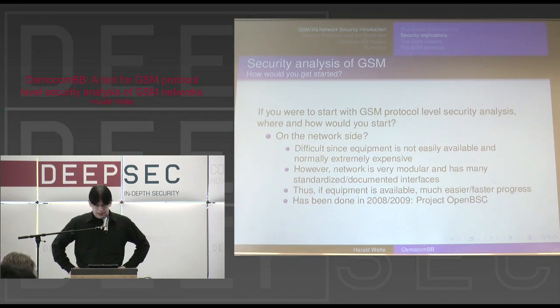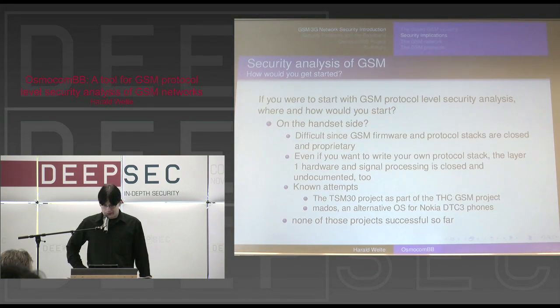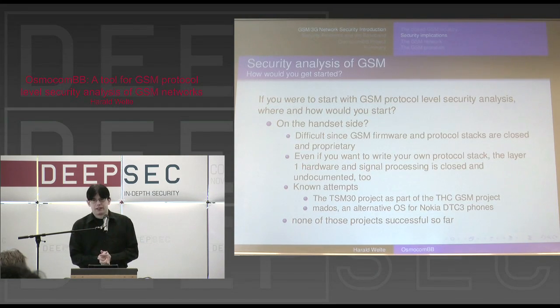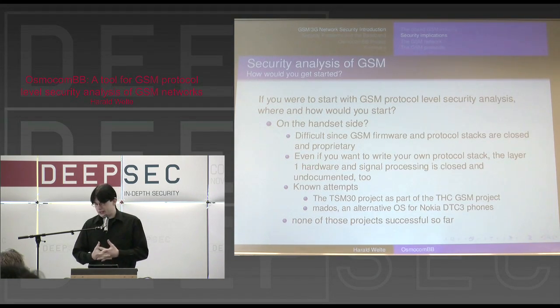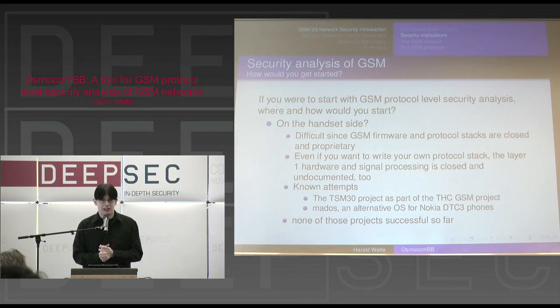So if you want to start with protocol level security analysis, there are two sides. You can get started on the network side. I don't want to talk about this today. We did this with OpenBSC. I presented about this last year at DeepSec. Now, on the telephone side, what do you want? You want a telephone that's under your control. You want to receive and transmit arbitrary data on arbitrary frequencies at arbitrary points in time. It's relatively difficult since the firmware of those systems and the protocol stacks are closed and proprietary.